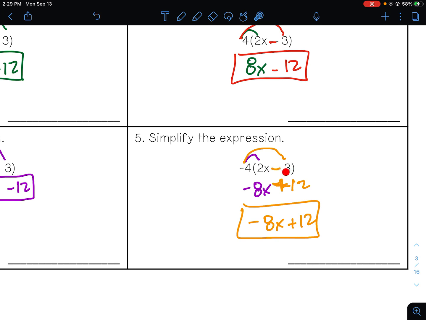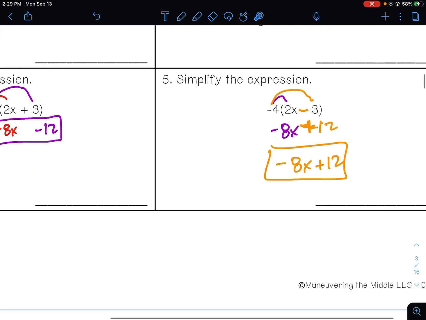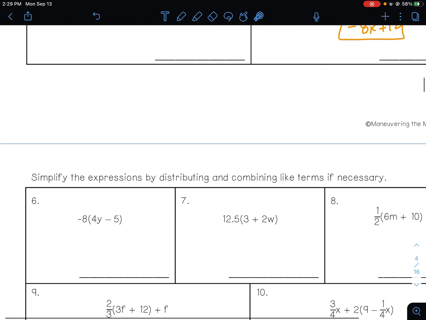Minus 3 and negative 3 mean the same thing. Negative times negative equals a positive, so I just write the positive sign, the plus. And then it's 12. Let's go to the next one.